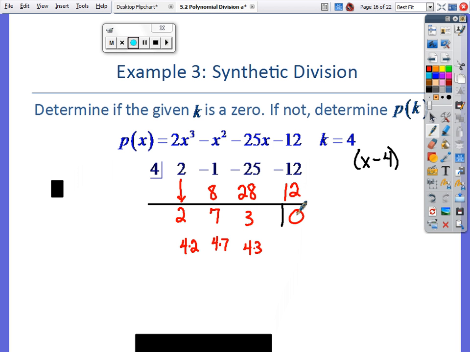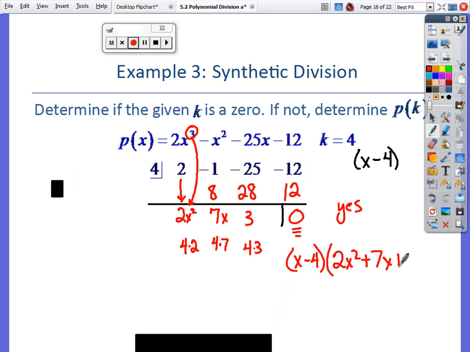0 is a remainder. So the question is, is k a 0? Yes, it is a 0. How do I know? The remainder is 0. Now, what are my bubbles? Well, x minus 4 is what we divided by. And what do I have left? It's always 1 degree less than what my dividend is. So this is going to be an x squared, this will be an x, and this is my constant. So 2x squared and a positive 7x and a positive 3. This would be my factors. My answer, though, is yes, 4 is a 0. You could plug that one in. That wouldn't have been that bad. But I wanted to show you how it would work using synthetic division.